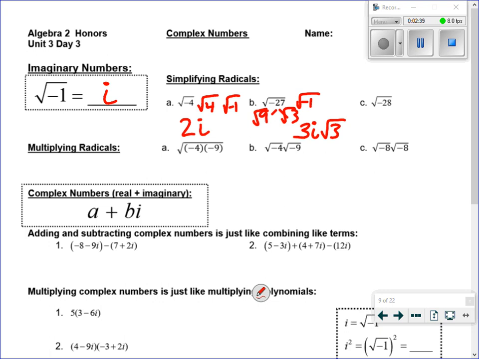Alright, so what did we get? 28 can break down into what times what? 4 and 7. And then I have the square root of -1. So altogether it's going to become 2i root 7. So let's look at our next couple of questions with our radicals.